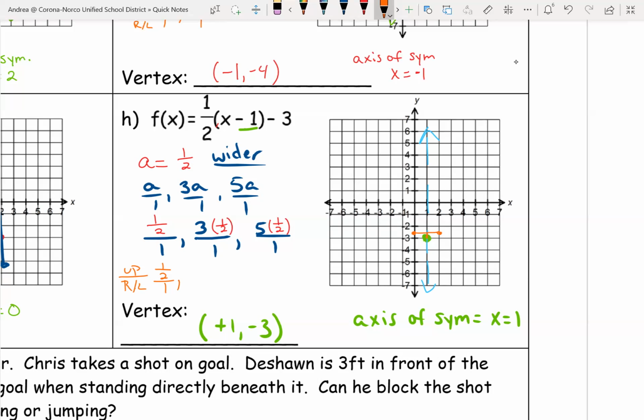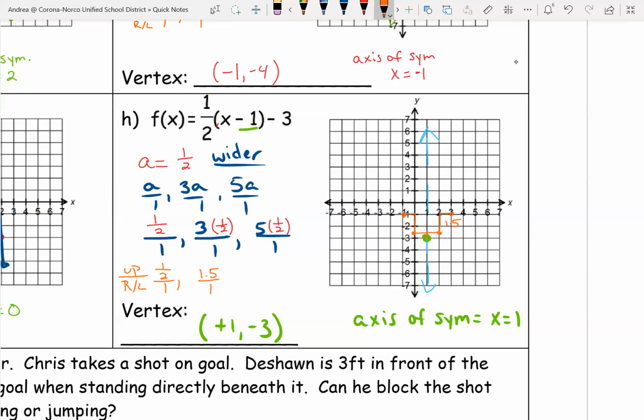The next one is 3 times 1/2. What's half of 3? 1.5. So I should move up 1.5 and over 1. So from this, here's 0.5 and then up 1 and over 1. Here's 1/2, then a whole, and over 1. Does that make sense?